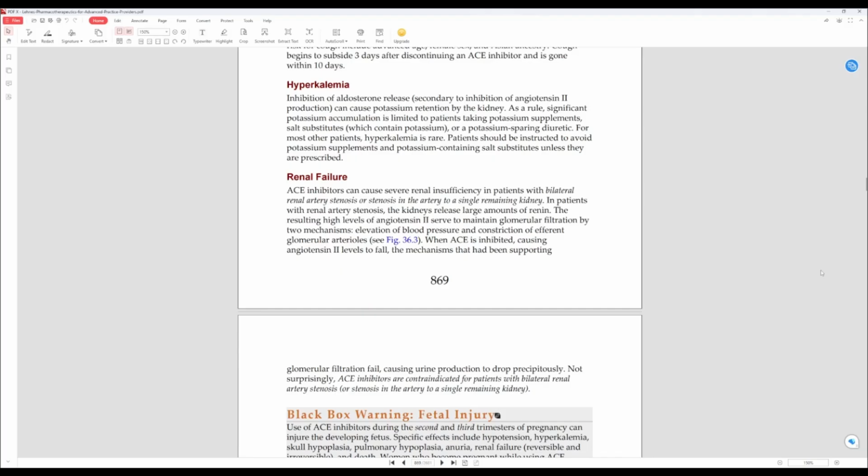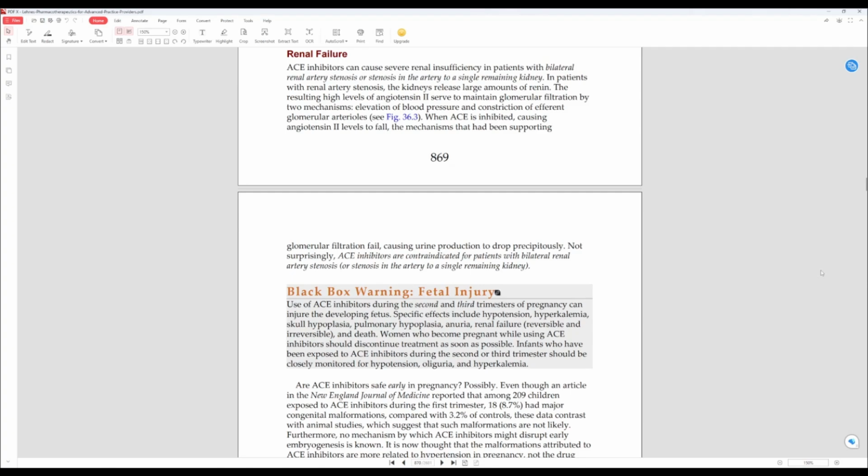Renal failure. ACE inhibitors can cause severe renal insufficiency in patients with bilateral renal artery stenosis or stenosis in the artery to a single remaining kidney. In patients with renal artery stenosis, the kidneys release large amounts of renin. The resulting high levels of angiotensin II serve to maintain glomerular filtration by two mechanisms: the elevation of blood pressure and the constriction of efferent glomerular arterioles.